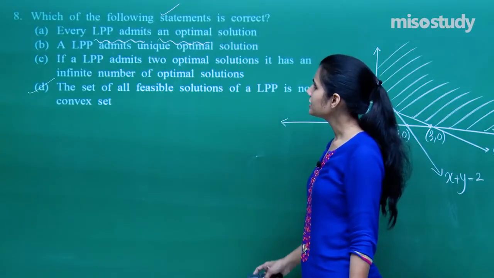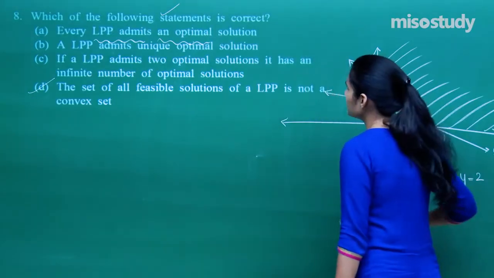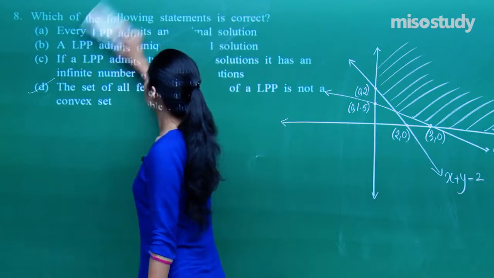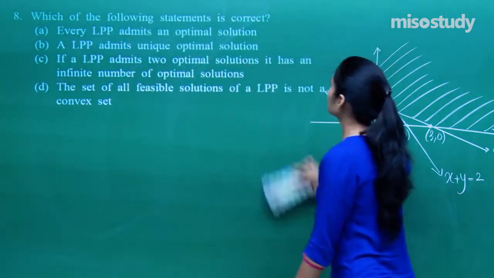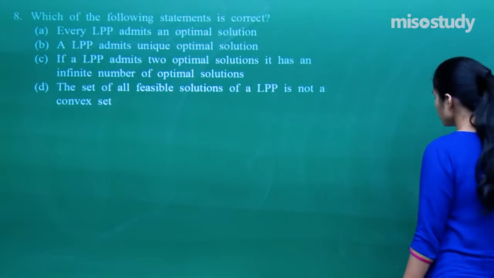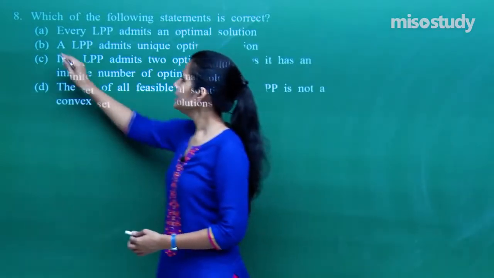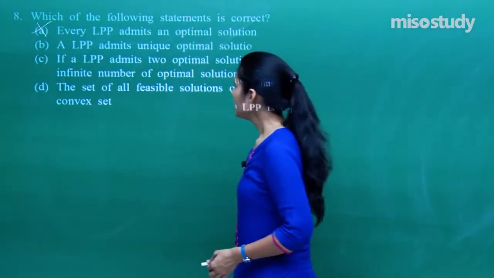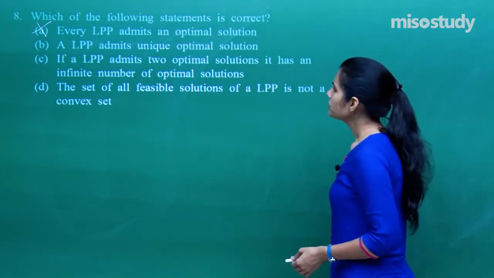Next question says what? Let's see which of the following statements is correct. Every LPP admits an optimal solution. No, that's not true. There are LPPs which do not give you any optimal solution. This is drastically incorrect. An LPP admits a unique optimal solution.